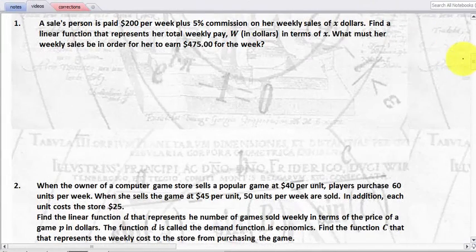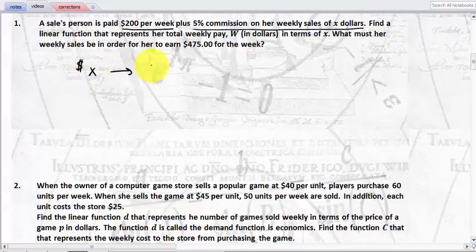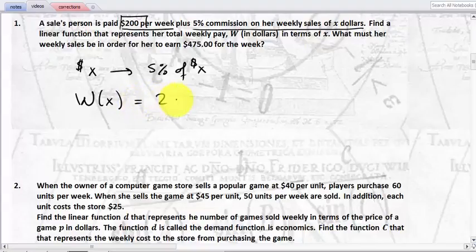So here we go. A salesperson is paid $200 per week plus 5% commission on her weekly sales of X dollars. So every time she makes X dollars, she's going to be given 5% of X dollars, right? Okay, I think I get it. Plus the fix, that is 200 a week. Find a linear function that represents her total weekly pay. Okay, so W, if I call it W, weekly pay, is a function of her weekly sales, X dollars. So it's going to be 200 plus 5% of X. So plus 0.05 times X, right? And that is her weekly pay.